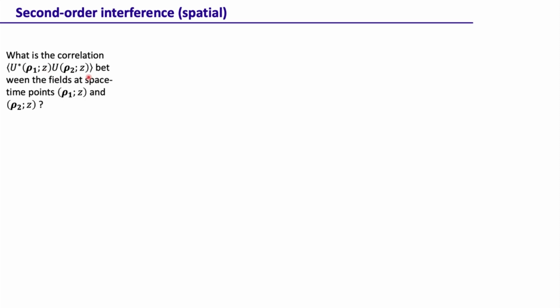So these are the two different field points, and at the same time, we are looking at two different space points. That's the field coming in, and that's my point r1, which we write as rho 1 z, and point r2, which we write as rho 2 z. We are asking what is the correlation between the field vibrations at r1, which is rho 1 z, and r2, which is rho 2 z.